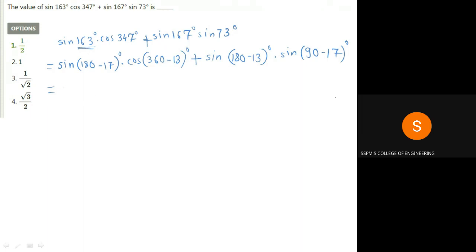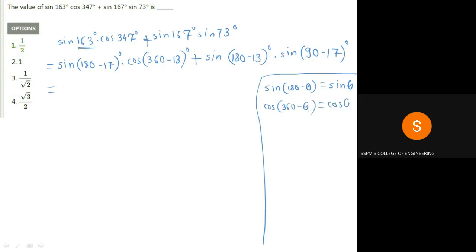Here we should first know some of the formulas. What is sine 180 minus theta? Sine 180 minus theta is sine theta. And cos 360 minus theta is equal to cos theta. These are the formulas that we have to use while solving the next step.